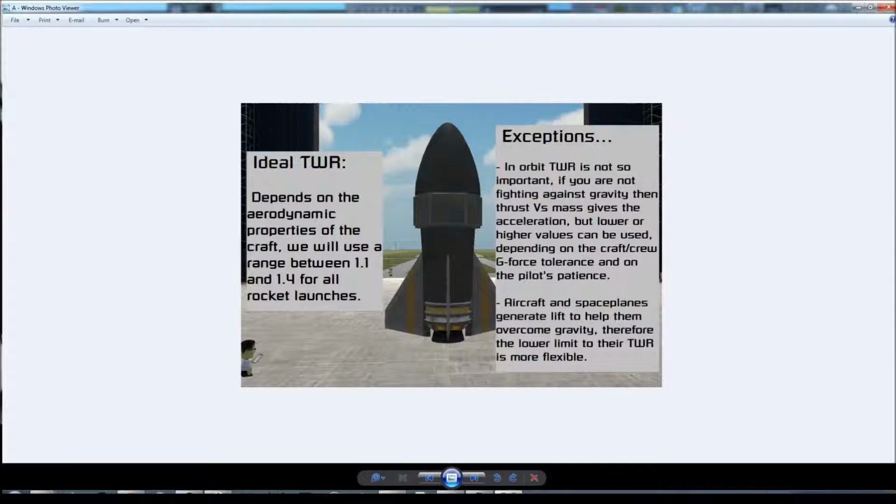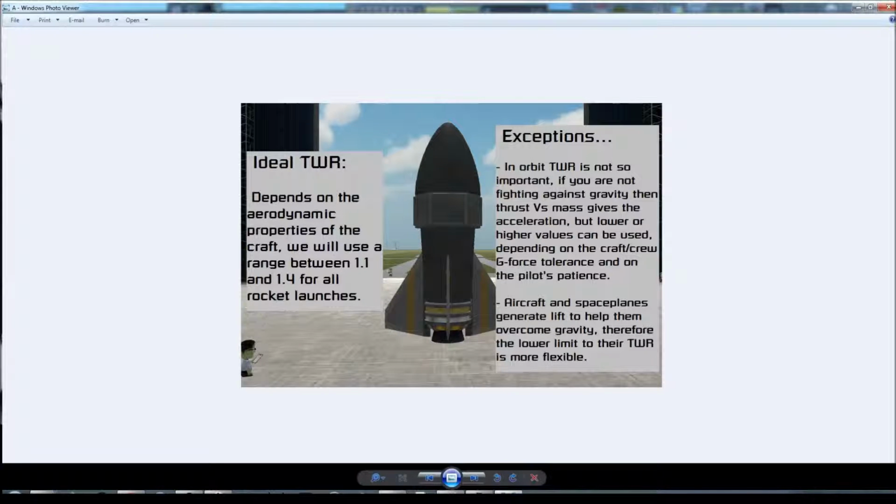There are several exceptions to this rule of thumb on thrust to weight ratio. Once you're in orbit, it doesn't really matter how fast you accelerate, so thrust to weight ratio isn't really important. You calculate acceleration in space by dividing your thrust by your mass. Because you're not fighting against gravity to take off, there's not really a minimum that's effective. It just depends on how patient you are. And equally, you can accelerate as fast as you like, as long as it's not so fast that either the pilot gets mushed or the ship tears apart.